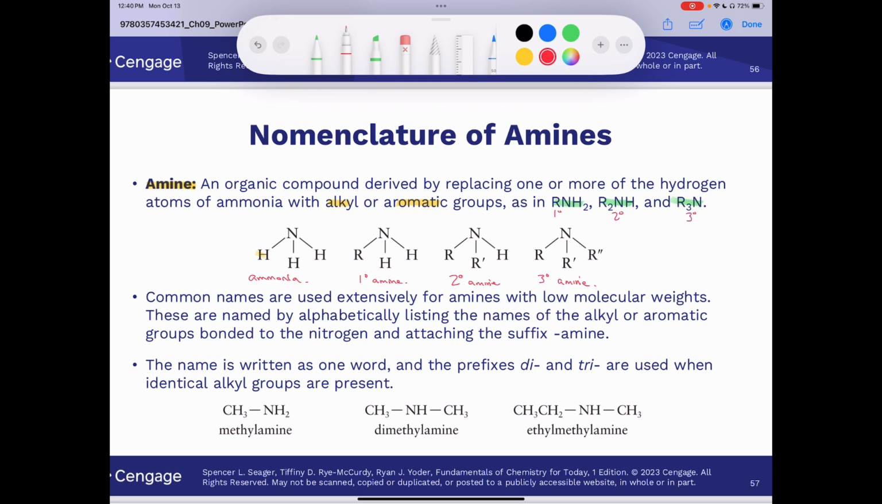The common names are used extensively for amines with low molecular weights. These are named by alphabetically listing the names of the alkyl or aromatic groups bonded to the nitrogen and then putting on the suffix amine. The name is written as one word, and the prefixes di and tri are used when identical alkyl groups are present. So if we look at the first example on the bottom left, you have a methyl group, so that would be methylamine. If you have two methyl groups, well, then it's dimethylamine. And on the last one, we have a methyl group and we have an ethyl group, so two different groups. We list them in alphabetical order. The ethyl comes first, so we would call this ethyl methylamine.